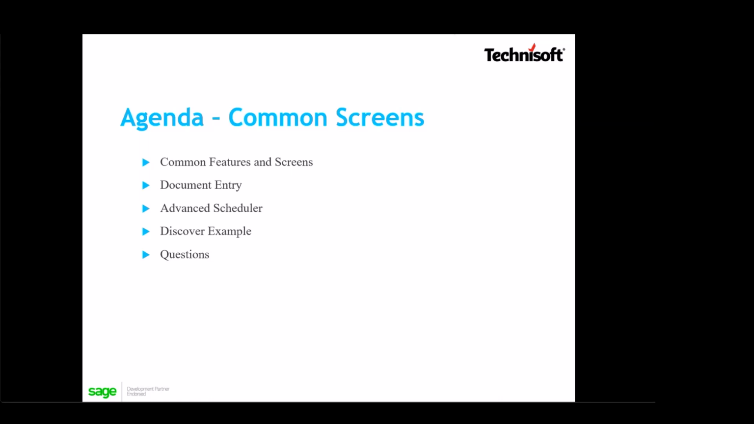So we'll be looking today at some of the new features in some common screens, as well as common features that are available in pretty much all screens. We're going to be looking at new features in document entry, new features in Advanced Scheduler. We'll do a quick Discover example, and then we'll open up for questions.